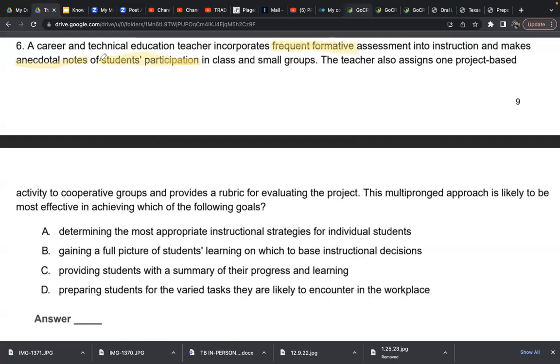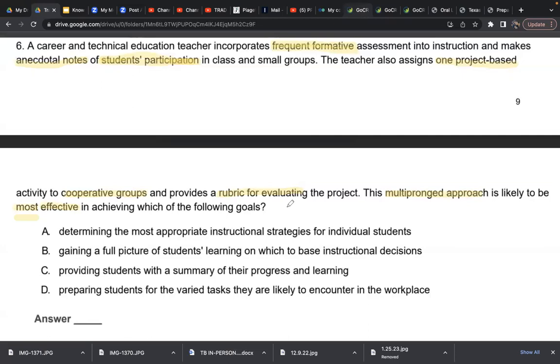So she also assigns one project-based activity to cooperative groups, and she provides a rubric for evaluating the project. This multi-pronged approach is likely to be, here's the key word, most effective in achieving which of the following goals. So we're looking for a goal. What goal will she achieve by collecting data all the time, making anecdotal notes of student participation, and assigning this project-based learning experience with the rubric, which is so important and literally best practice.